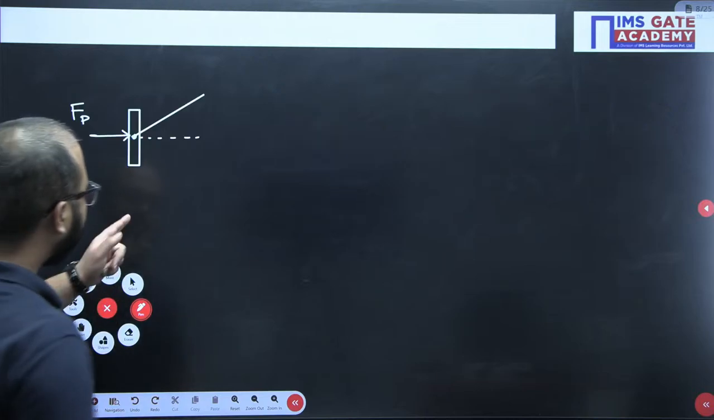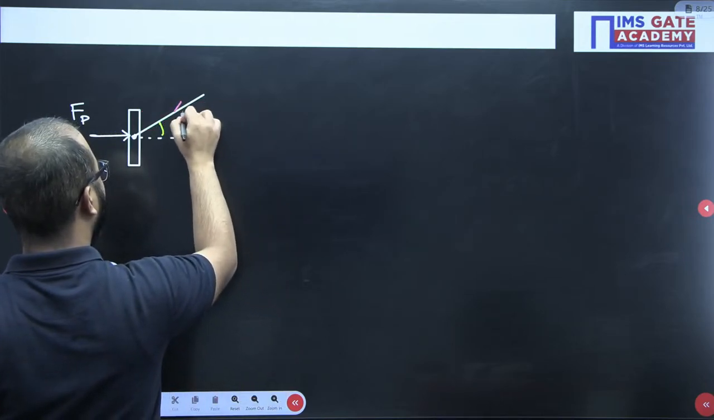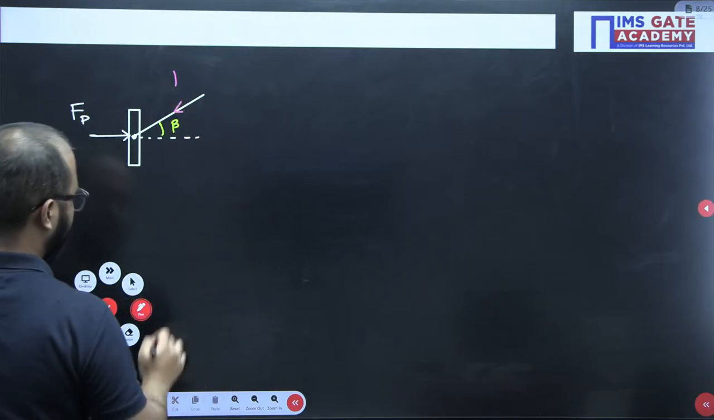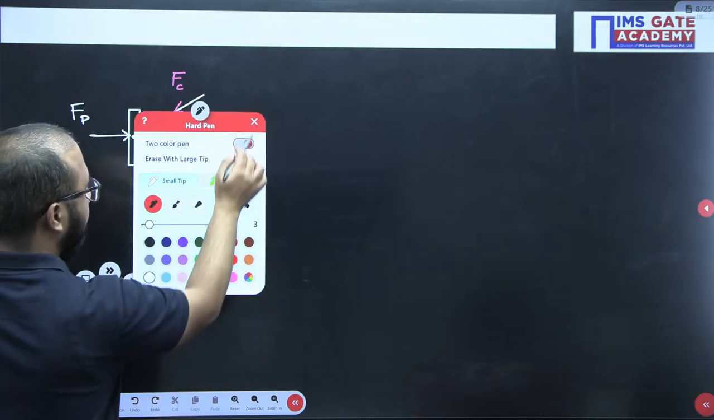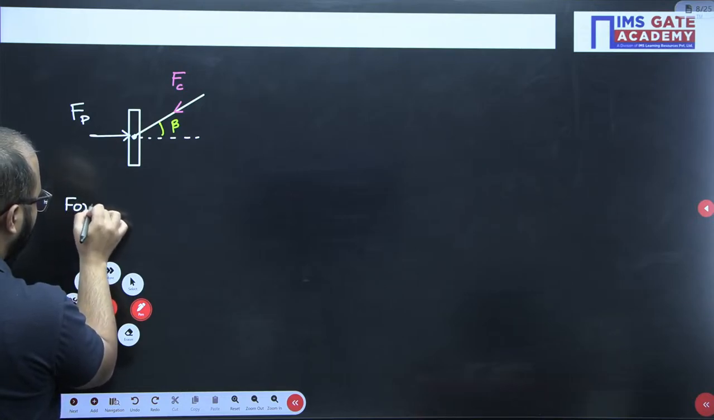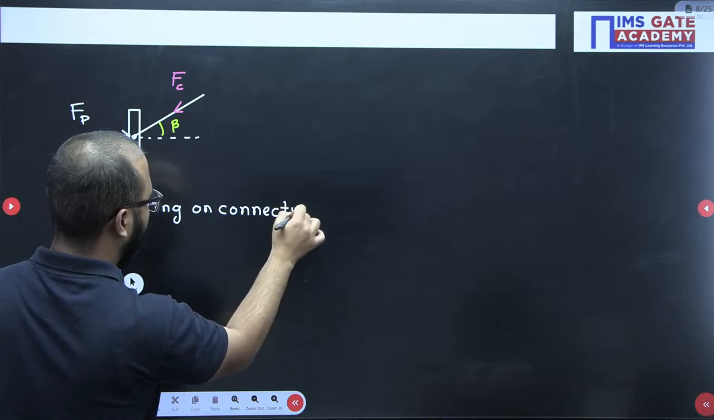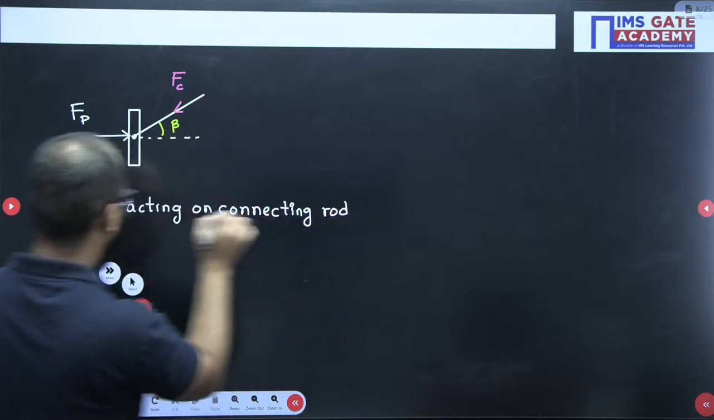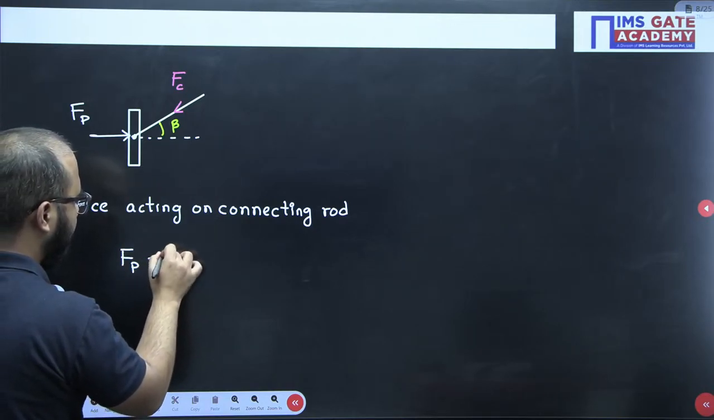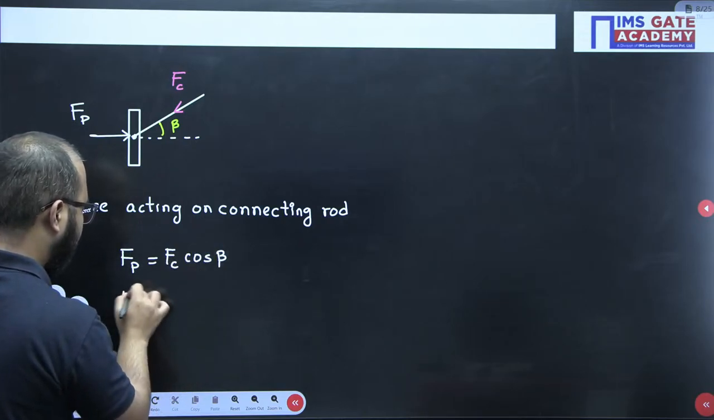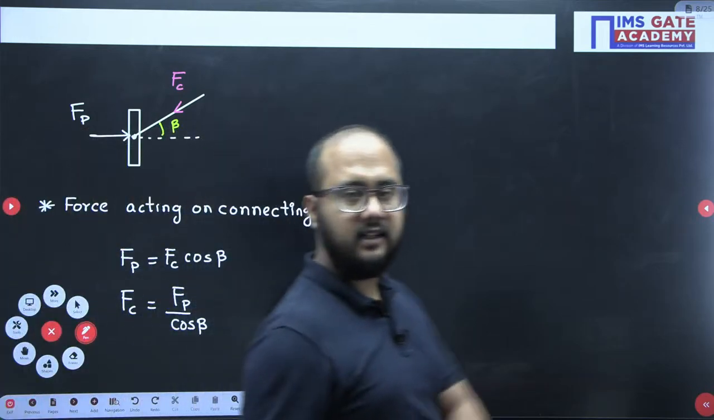Right? Now, see. This angle is beta. The force acting on the connecting rod, let us name it FC. Force acting on the connecting rod is FC. Now, how will we write? So we can write FP equals FC cos beta. So your FC, that is the force acting on the connecting rod, will be FP divided by cos beta, right? That will be the connecting rod force.